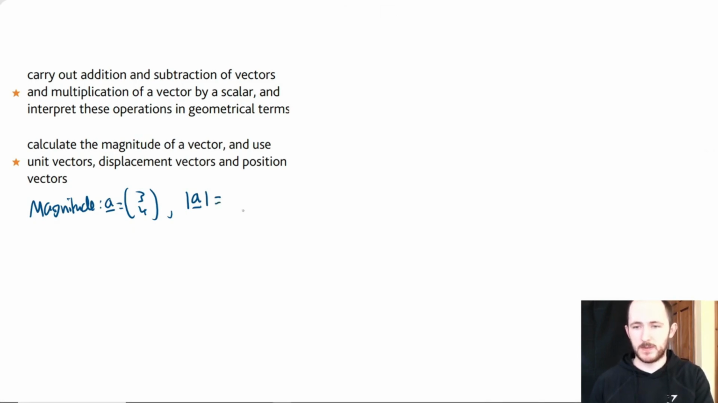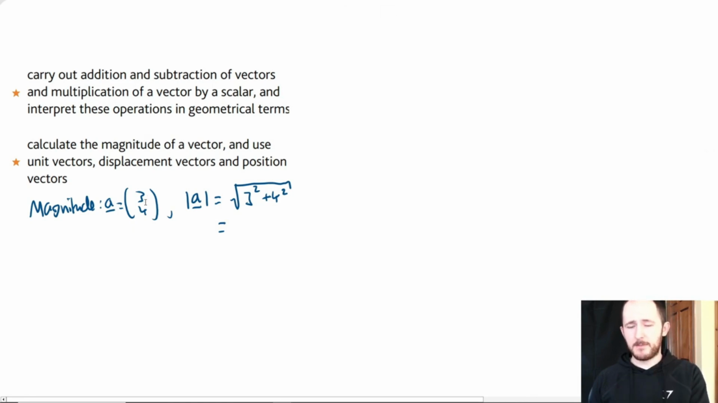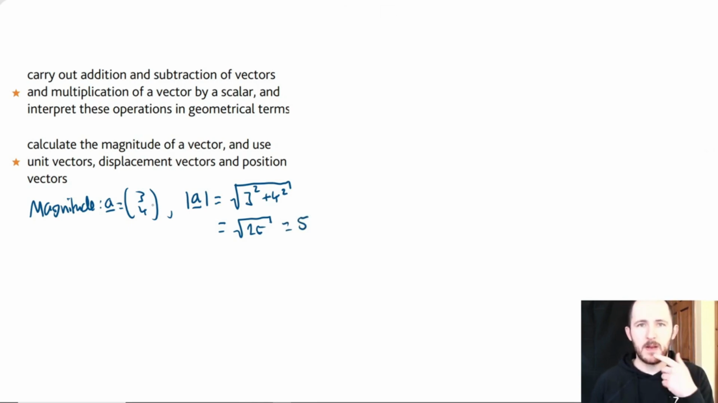And all you do is you take the square root of each term squared. So 3 squared plus 4 squared. And if it was a three-dimensional vector, so you have 3, 4, and 1, you'd add plus 1 squared on the end. It kind of looks like Pythagoras, which it pretty much is. You just take each of the components, square them, add them together, square root them. So in this case, that would be square root 25, because 3 squared is 9, 4 squared is 16, which of course equals 5.